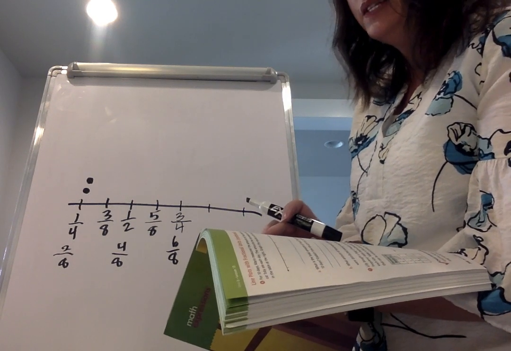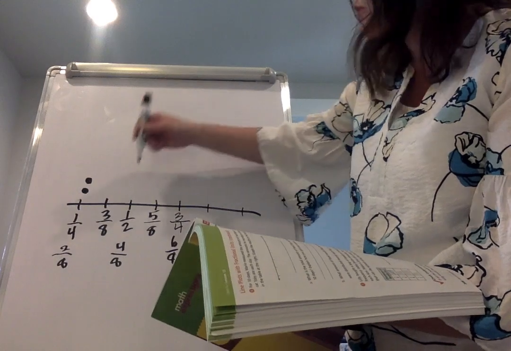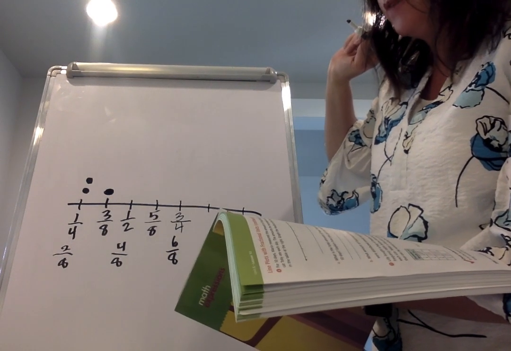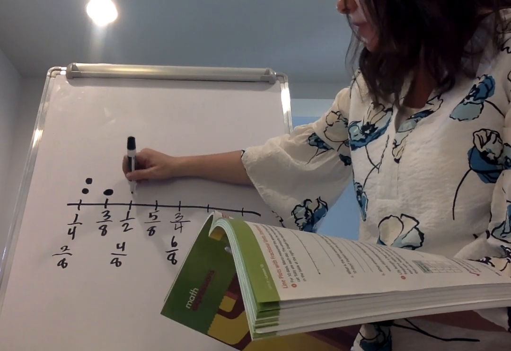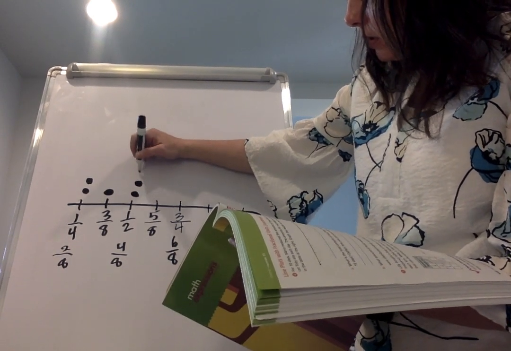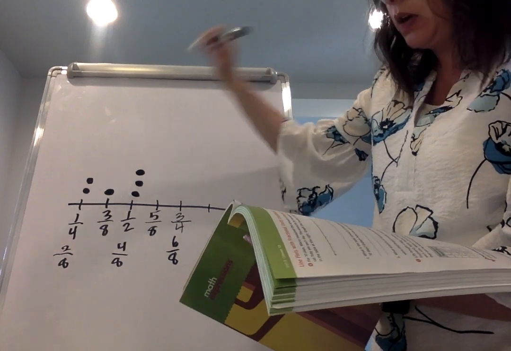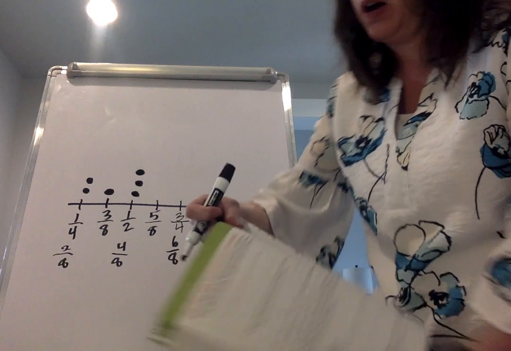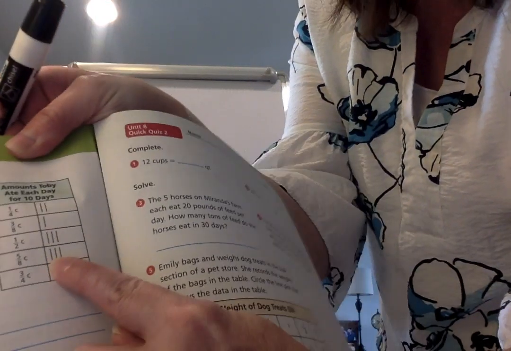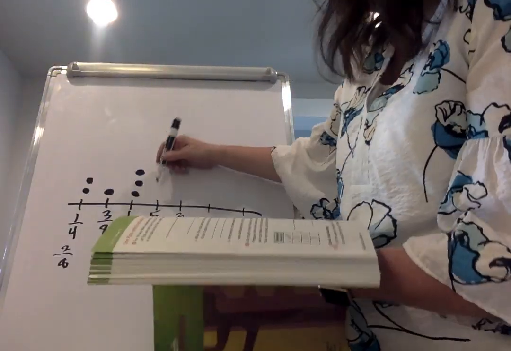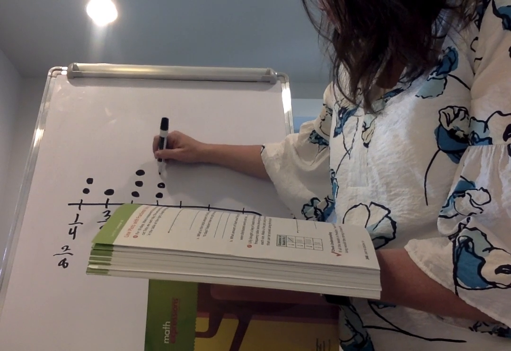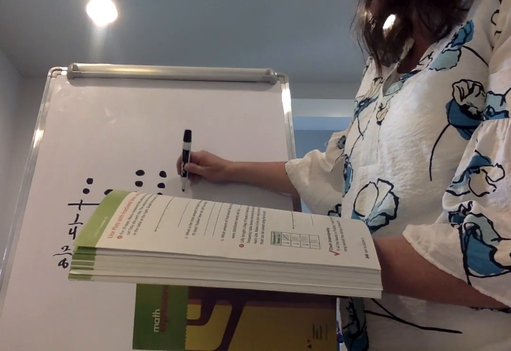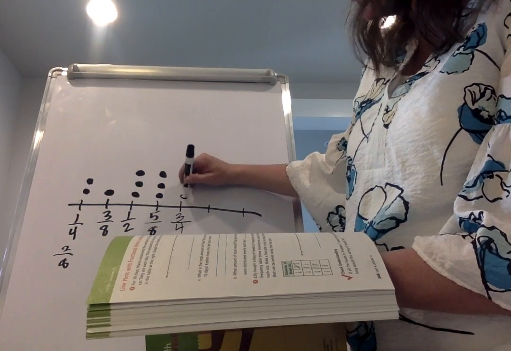There was only one day that Toby the cat ate 3/8 of a cup, so I'm going to put a dot there. There were 3 days that Toby ate a half a cup. Good, Toby. Okay. There were 3 days that Toby ate 5/8 of a cup. Right? Here's 5/8. 3 days. 1, 2, 3. Okay. And then there was one day that Toby was really hungry and he ate 3/4 of a cup.